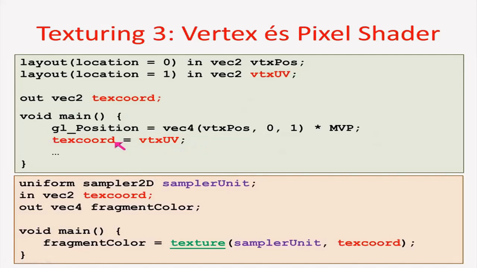The fixed function hardware interpolates the texture coordinates and generates a sequence of pixels for which the fragment shader is run. The fragment shader looks up the texture memory using the interpolated texture coordinates called texCoord. The fragment shader looks up the texture via a sampler unit identified by a uniform variable called sampler unit. The texture function then returns the filtered texel value, which is assigned to the output variable called fragmentColor.